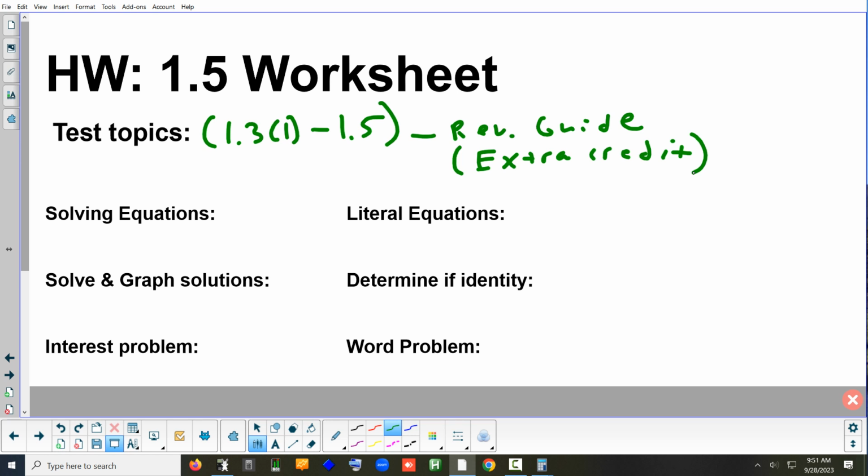There's one problem on the review guide for every problem that's on the test. The only difference is the numbers have been changed, but they're the same questions. So even if you don't want to do it for extra credit, you might want to look at it to study because it's going to tell you exactly what's on the test.